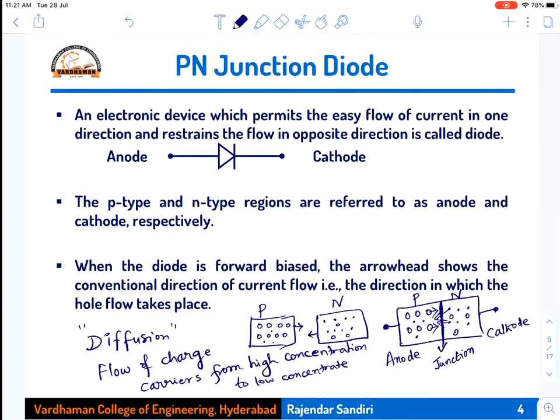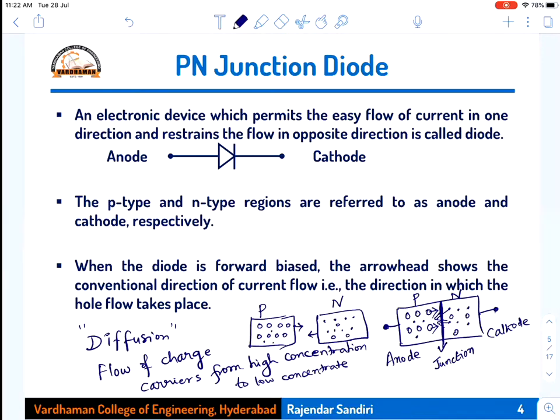So that we call it as immobile. Immobile means which will not move. The charge will not move. The carrier is moving, the charge will not move. So the carriers move and they recombine. After recombination, there creates an immobile charged ion.